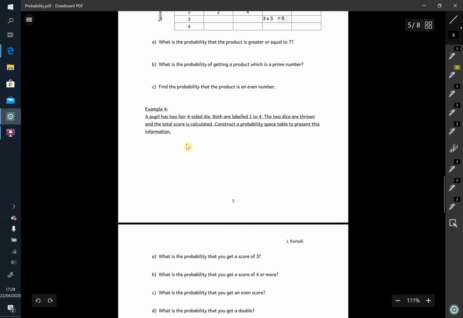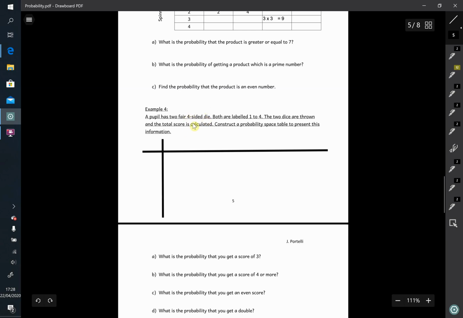Even by not reading it, just reading the question and seeing probability space, I definitely know I'm going to have a vertical line and a horizontal line immediately, irrespective of what is written in here. Now, in here, you've got a pupil has two fair, four-sided dice. So what does this mean?